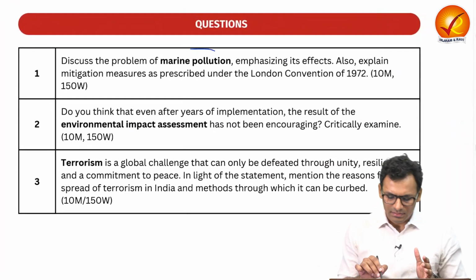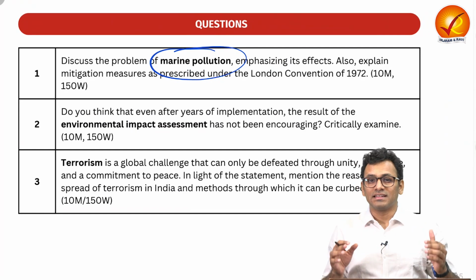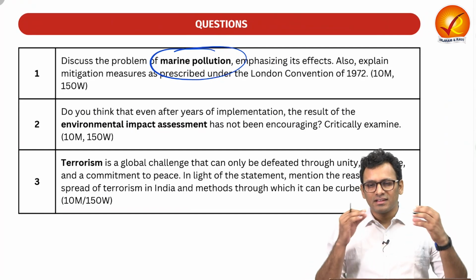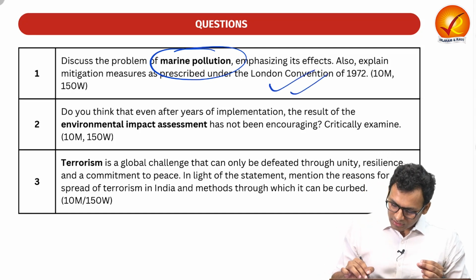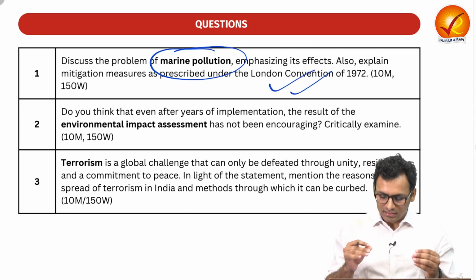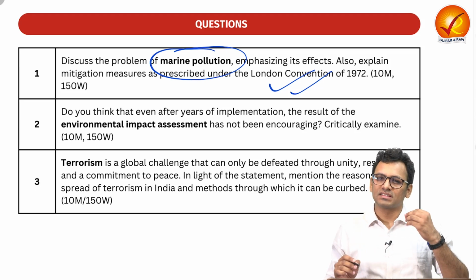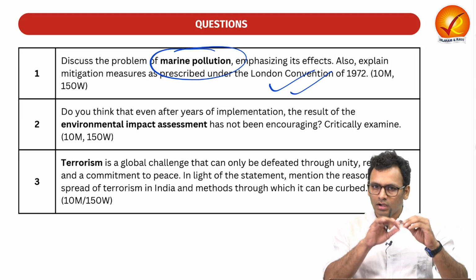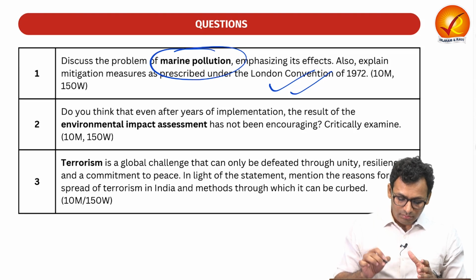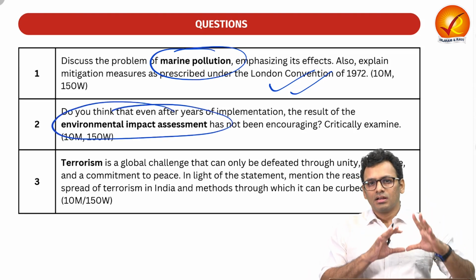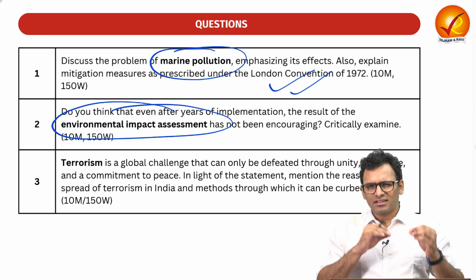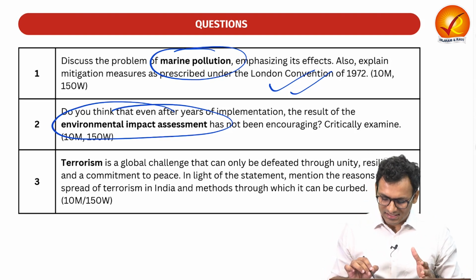The very first question is about marine pollution. We have been witnessing recurring current affairs as well as certain news which are related to marine pollution, and we also have understood there are certain conventions like London Convention of 1972 which have prescribed certain measures. So our question will look around the dimensions of the same. Question number 2 is about environmental impact assessment. It was established and it had certain successes as well as certain shortcomings. We'll be looking at the same in the question.